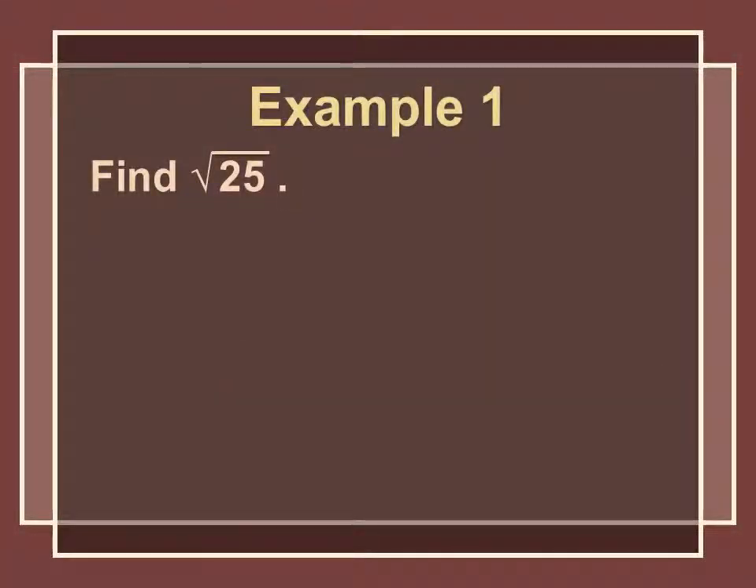So let's do an example. Find the square root of 25. So a number that we can multiply by itself that will get us 25. That would be 5. What about negative square root of 49? So a number that we multiply by itself, we can get 49. That would be 7, but we do have the negative in front, so it'll become negative 7.